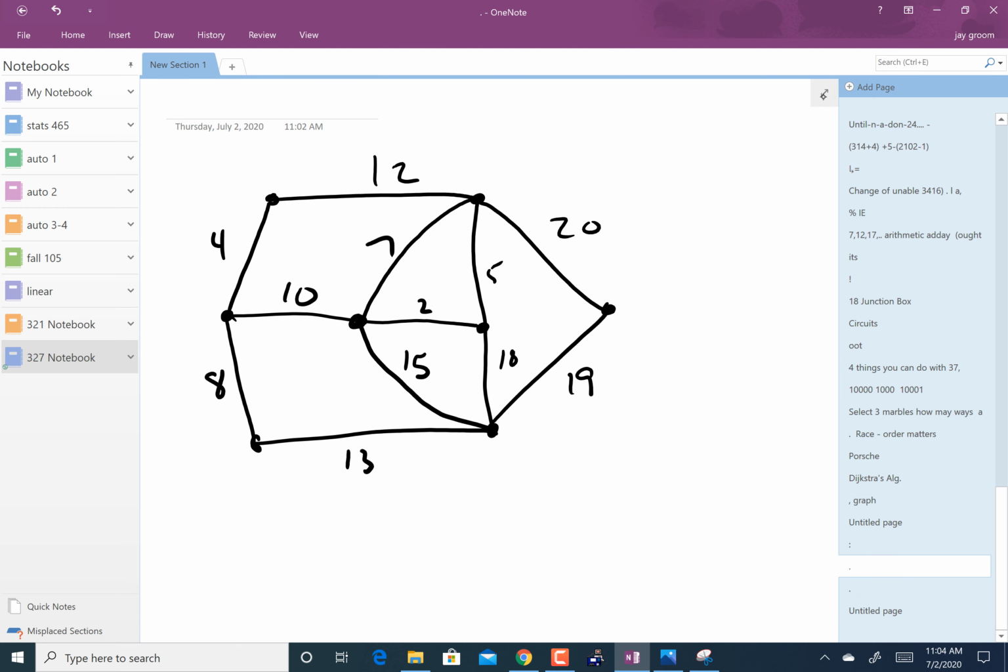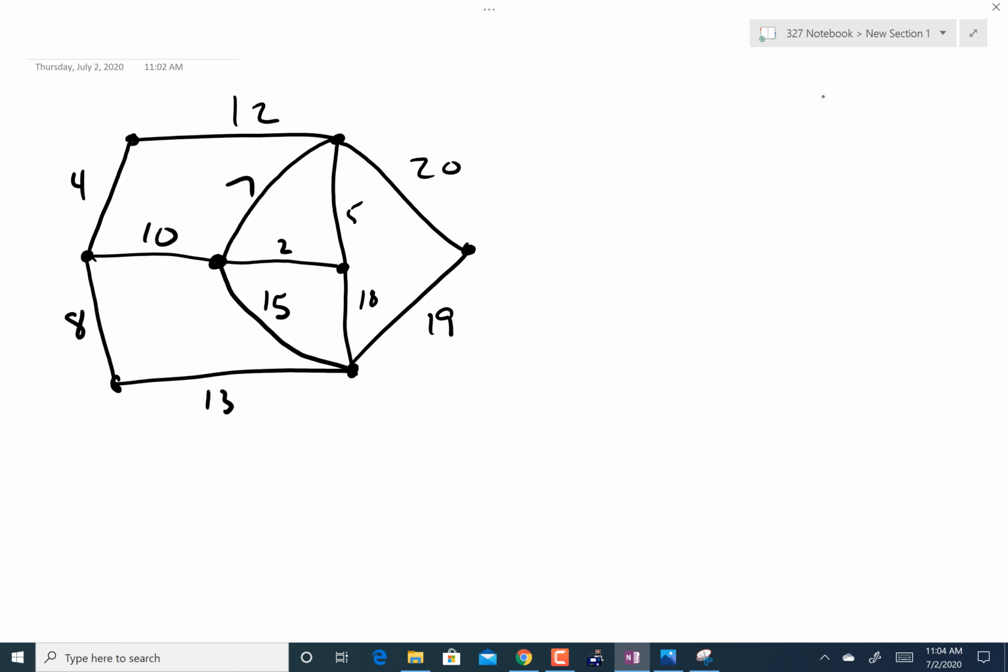All right, here we go. So let's do Kruskal this time. Kruskal.